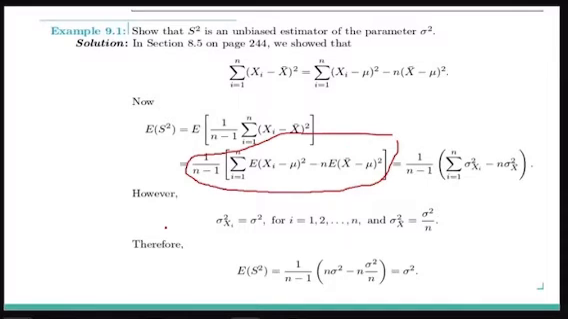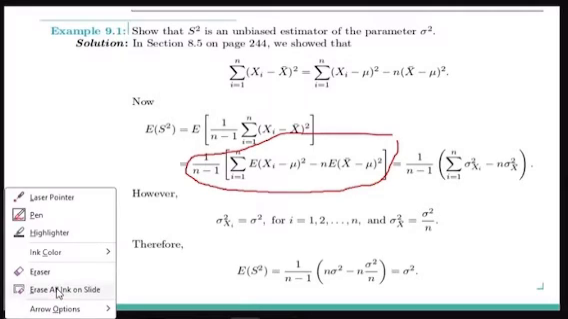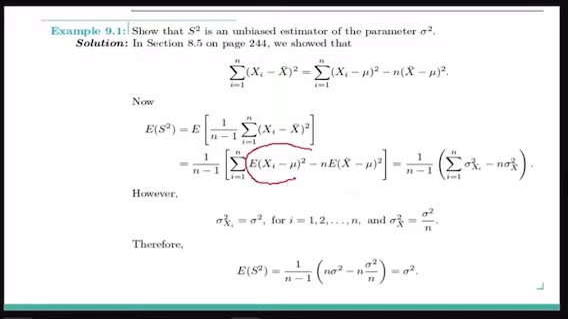Now, the next thing that I want to talk about, take a look at this term and this term. Here, the expectation of a random variable minus mu all squared is the variance of x. Here, this is the variance of x bar. Look here, x bar, x. So here, this is going to be sigma squared, because it's the same as the variance of x.